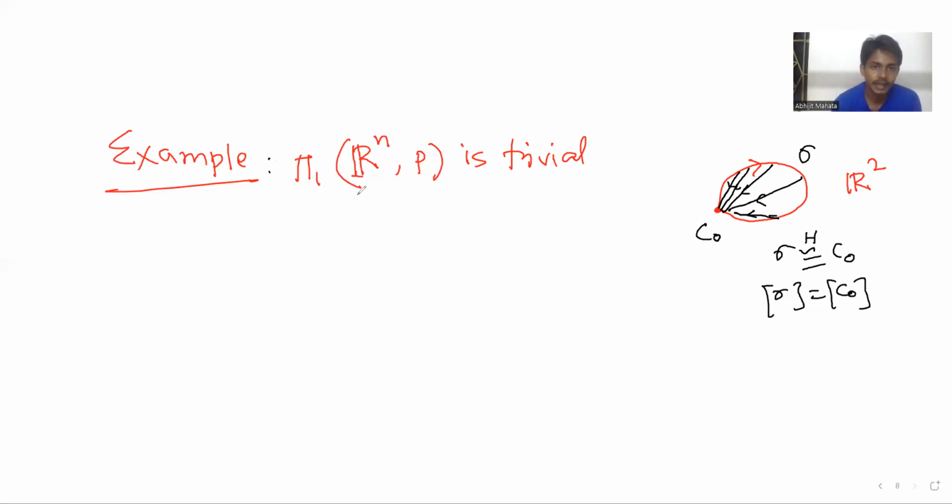Now, if you take the circle, let's say we are taking the circle S1 at the point, let's say P is, let's say 1, 0, you select.